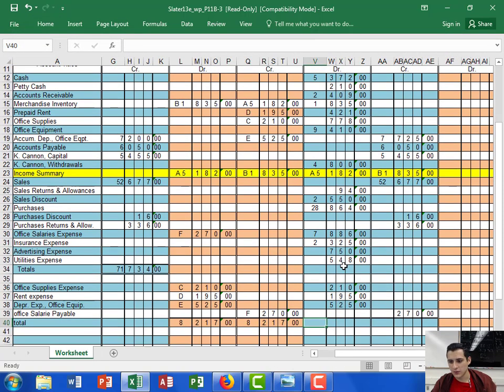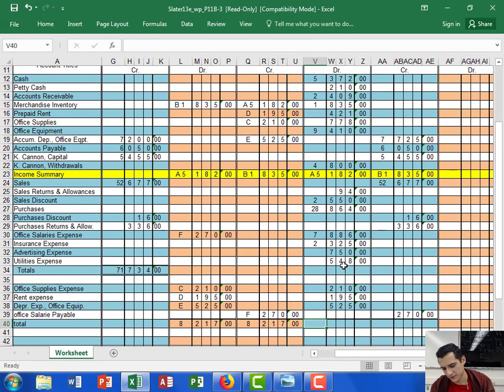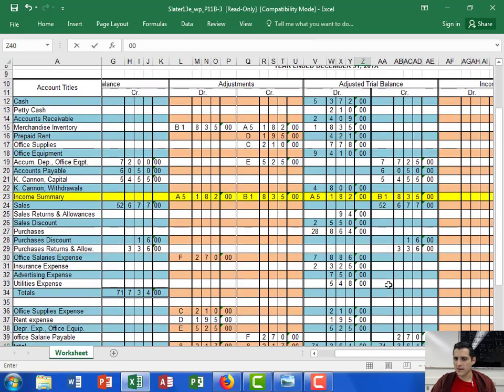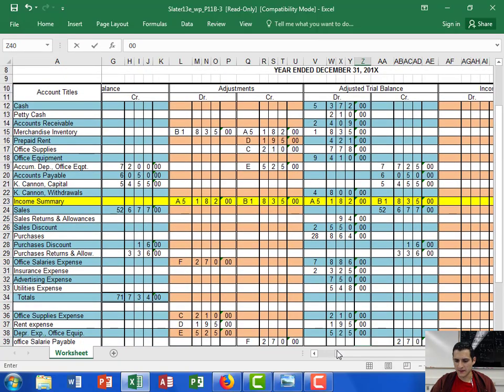Now, if you do these totals, and let me just double check my numbers real quick to be sure I have everything correct. Yes, your numbers should balance out to $74,364.00 for both of the sides. 74,364.00, and then you now have your adjusted trial balance.